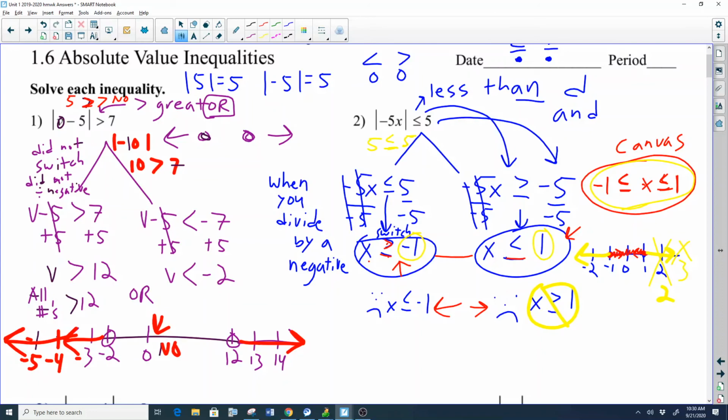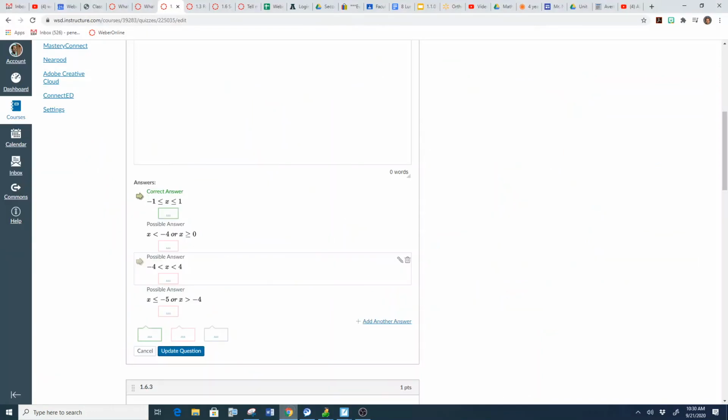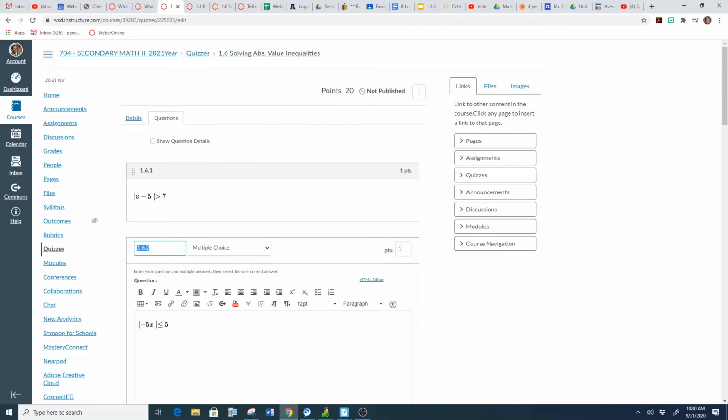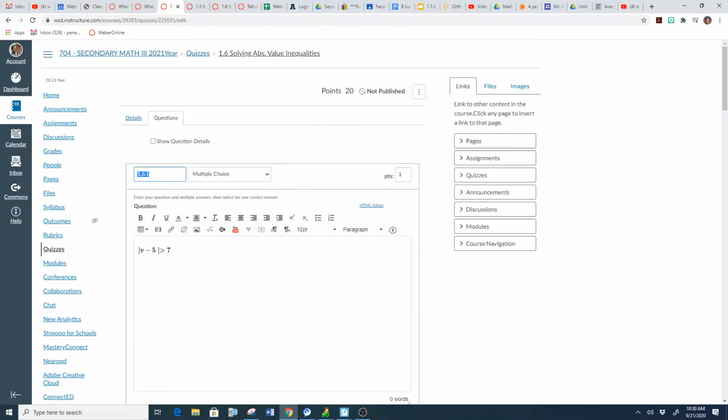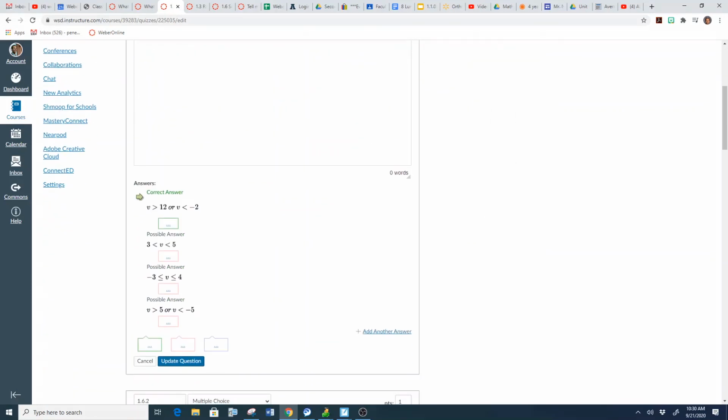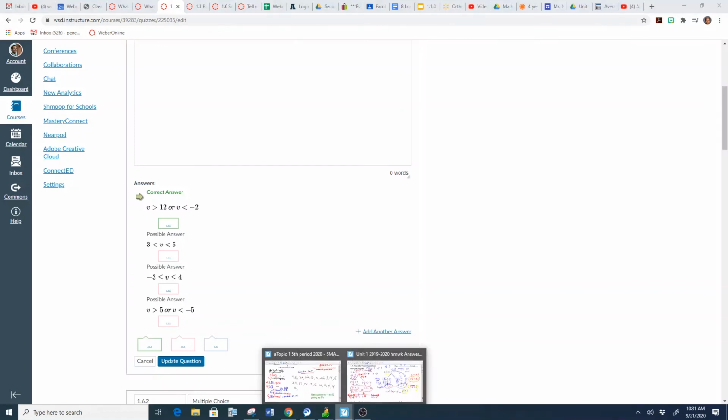Ready? V is greater than 12 or less than -2. If we go back and take a look at this problem that we just worked on together, there it is. V is greater than 12 or V is less than -2. Beautiful. Okay, we'll do one last one on here to finish off this video.